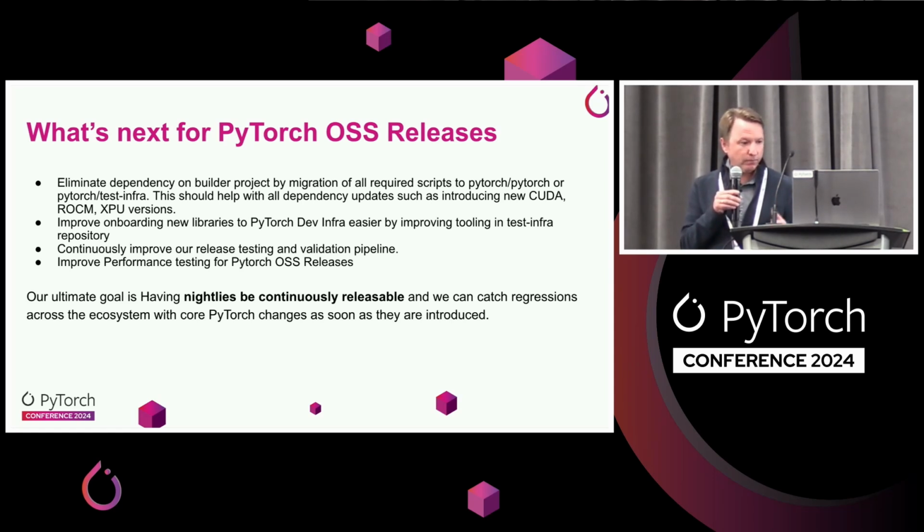And yeah, we need to continuously improve release testing, the validation pipeline, and performance testing for PyTorch OSS releases, TorchBench code specifically for OSS releases. So our ultimate goal for OSS releases is having nightlies continuously releasable, and we can catch regressions across the whole PyTorch ecosystem as soon as they're introduced.